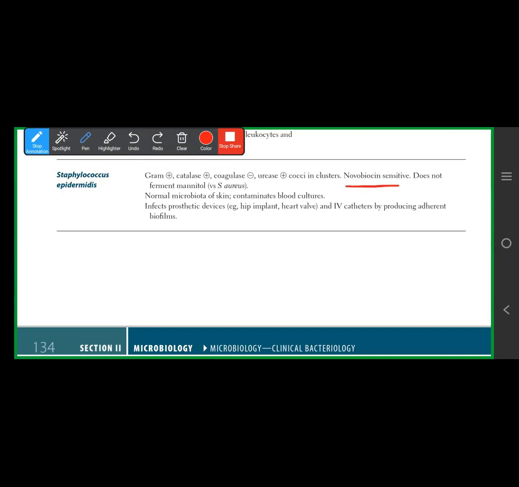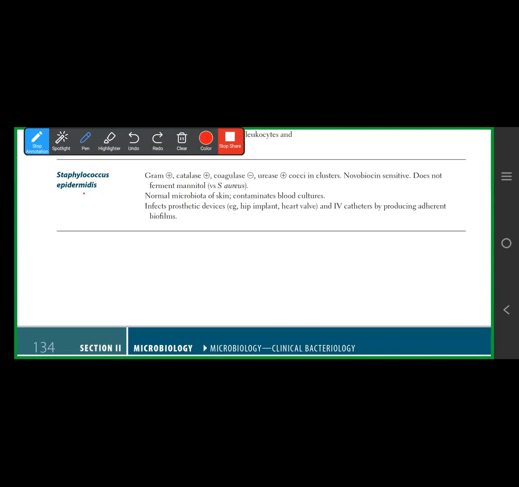It is novobiocin sensitive, coagulase negative, and urease positive. The first difference that you have to know: this will not ferment mannitol, when compared to your Staphylococcus aureus, which was fermenting mannitol. And this is normally seen in the flora of the skin. It is normally present in the flora of the skin, and it's going to contaminate your blood cultures.